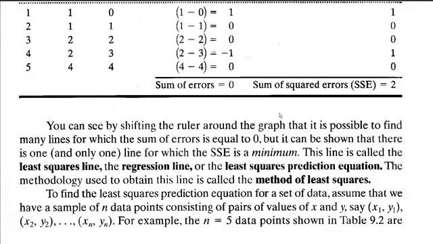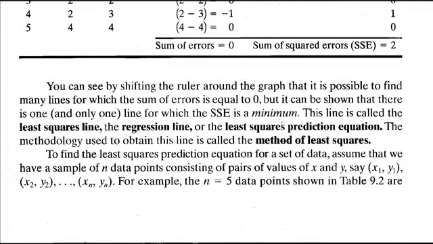But it can be shown that there is one and only one line for which the SSE is a minimum. With the sum of the squares of the errors, we want to find the line which makes that minimum. This line is called the least squares line, the regression line, or the least squares prediction equation. The methodology used to obtain this line is called the method of least squares.